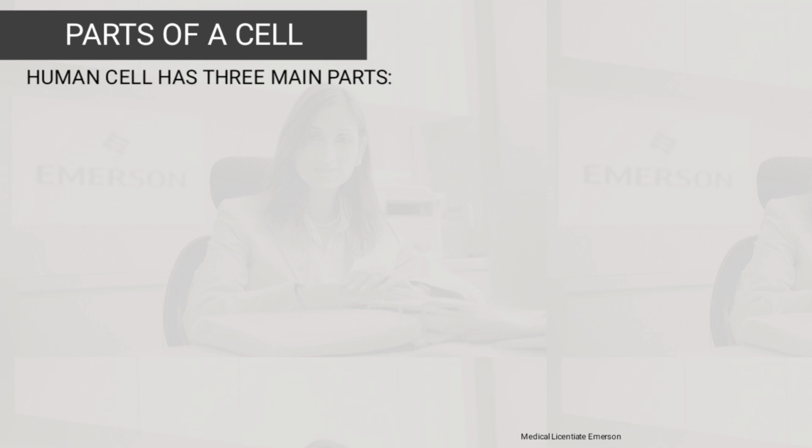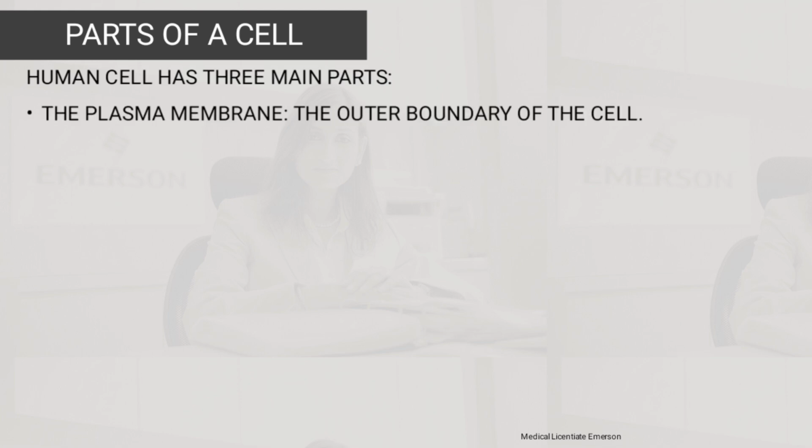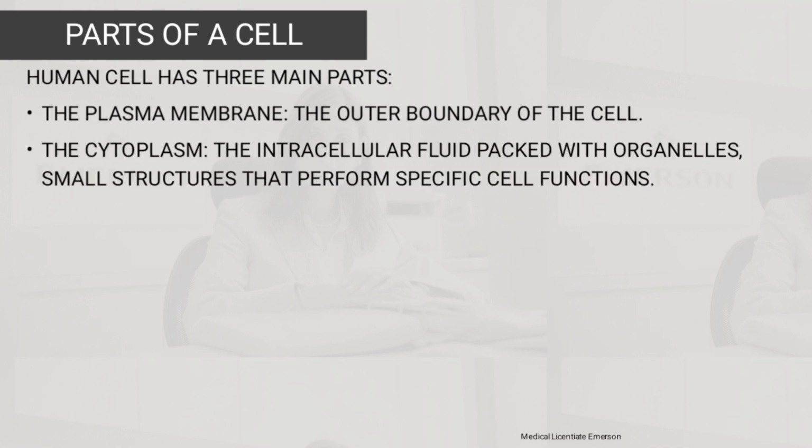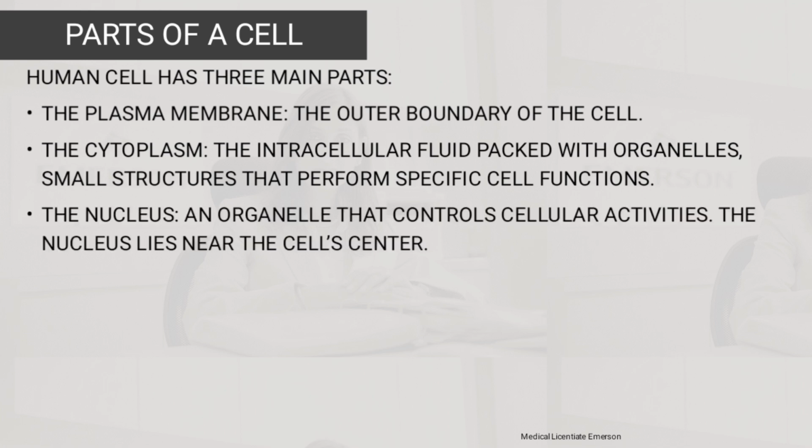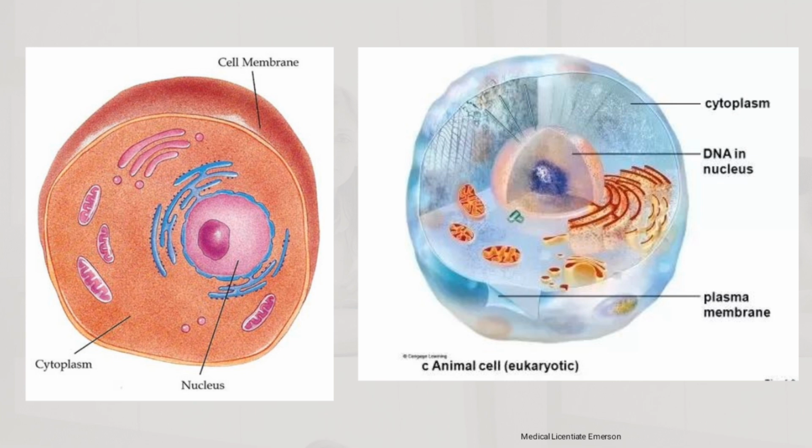The human cell has three main parts. We have the plasma membrane, which is the outer boundary of the cell, and the cytoplasm, which is the intracellular fluid packed with organelles, the small structures that perform specific cell functions. Then you have the nucleus, which is an organelle that controls cellular activities. The nucleus lies near the cell's center. These are the main parts of an animal cell, and specifically we are going to talk about the human cell here.